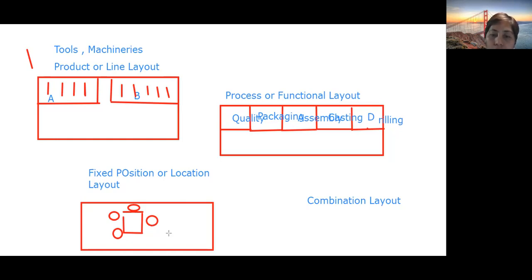So what are the disadvantages of fixed position or location? Of course, you cannot move it right away. Production period being very long, capital investment is very heavy. Very large space is required for the storage of material and equipment near the product.